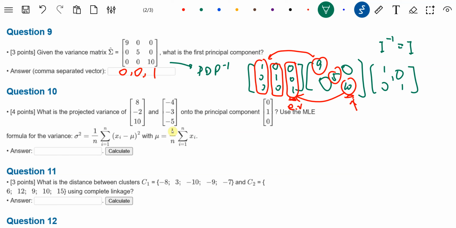And the next question is asking about projected variance. So we want to use the projection formula that says we just do U transpose X or X transpose U, they're the same thing. If we want to do that, we want to make sure that U is a unit vector. If it's not, we should make it the unit vector. So let's check.